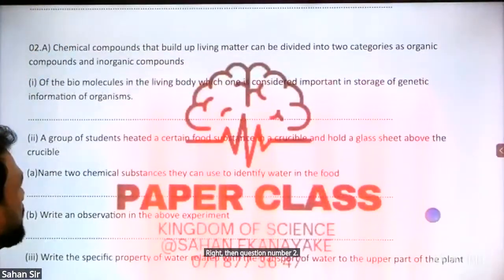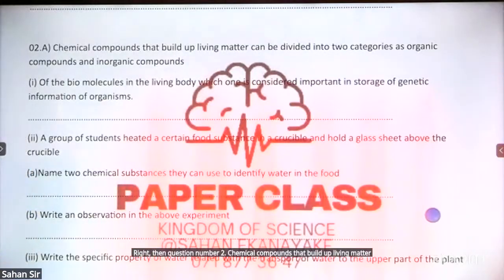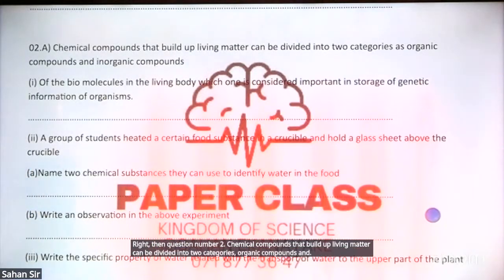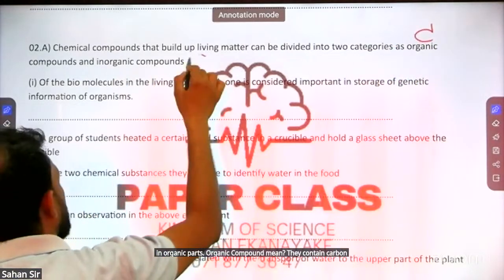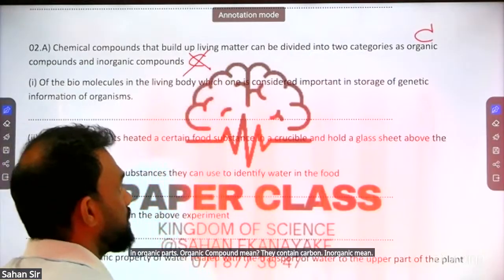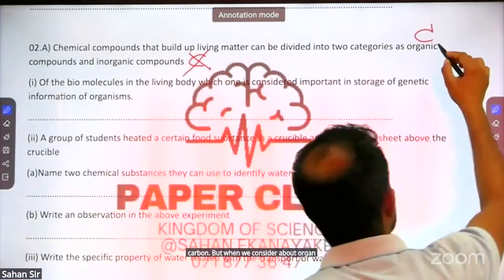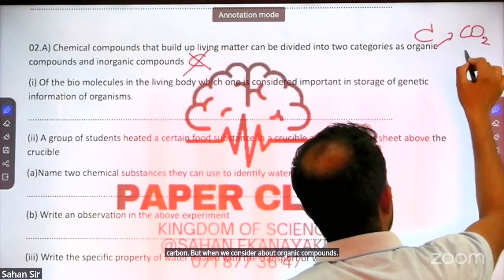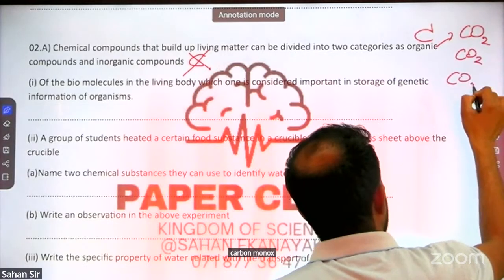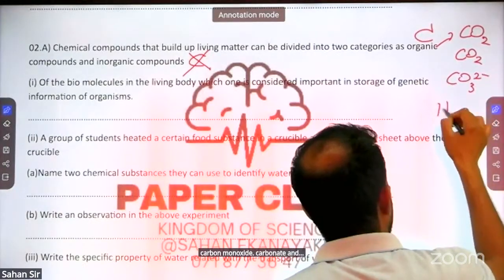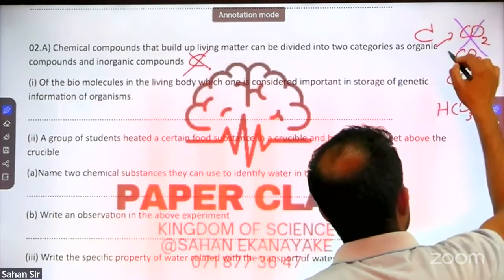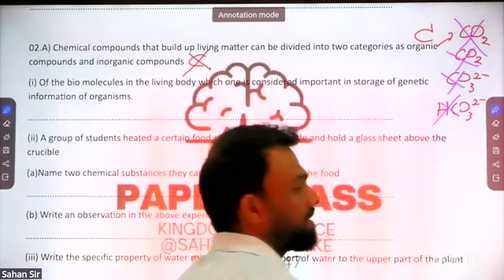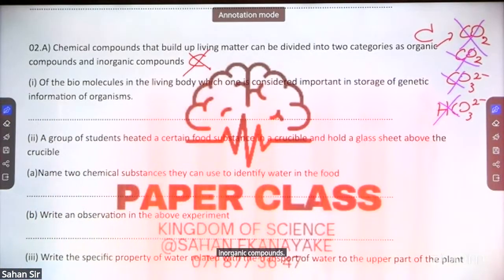Chemical compounds that build up living matter can be divided into two categories, organic compounds and inorganic compounds. What does organic compound mean? They contain carbon. Inorganic means no carbon. But when we consider organic compounds, carbon dioxide, carbon monoxide, carbonate and bicarbonate are also inorganic compounds.